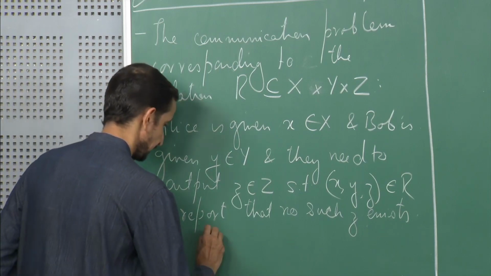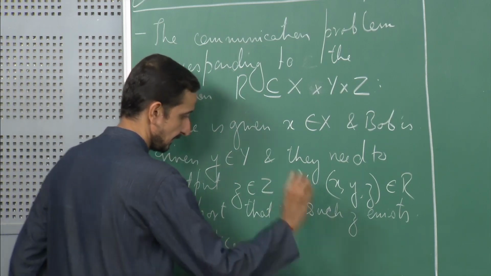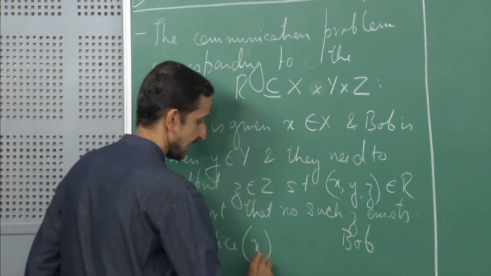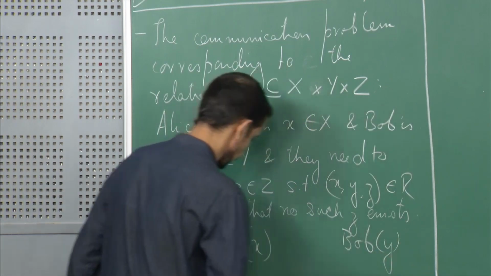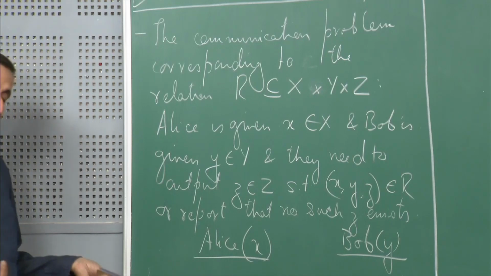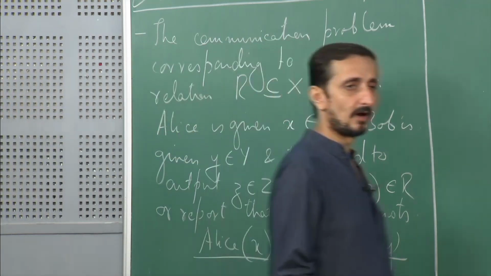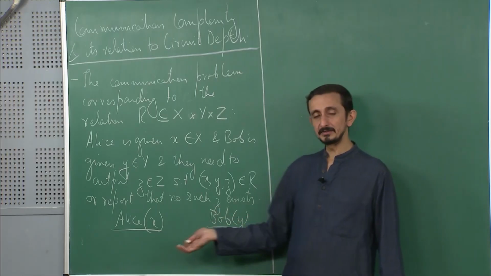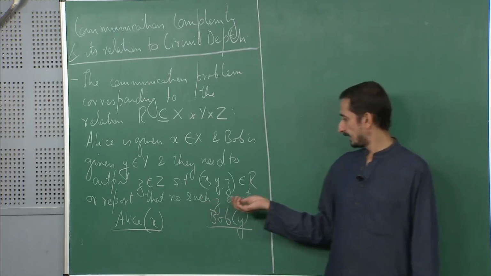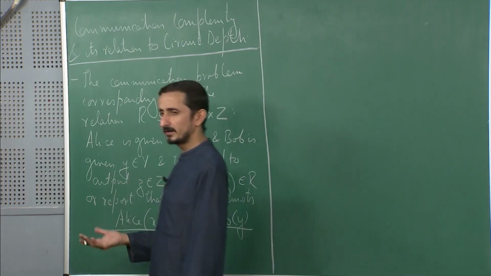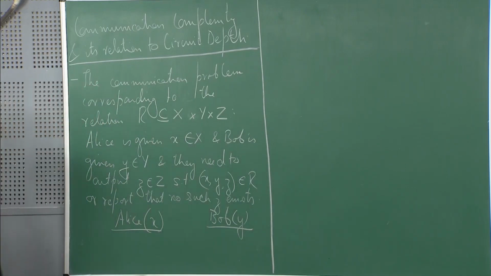We have Alice and we have Bob. So Alice has x, Bob has y. Okay, and now they need to communicate. Of course Alice doesn't know what y is and Bob doesn't know what x is. So they need to communicate bits among themselves and figure out a z such that (x, y, z) belongs to R, if such a z exists. And if z doesn't exist, they need to say such a z doesn't exist.